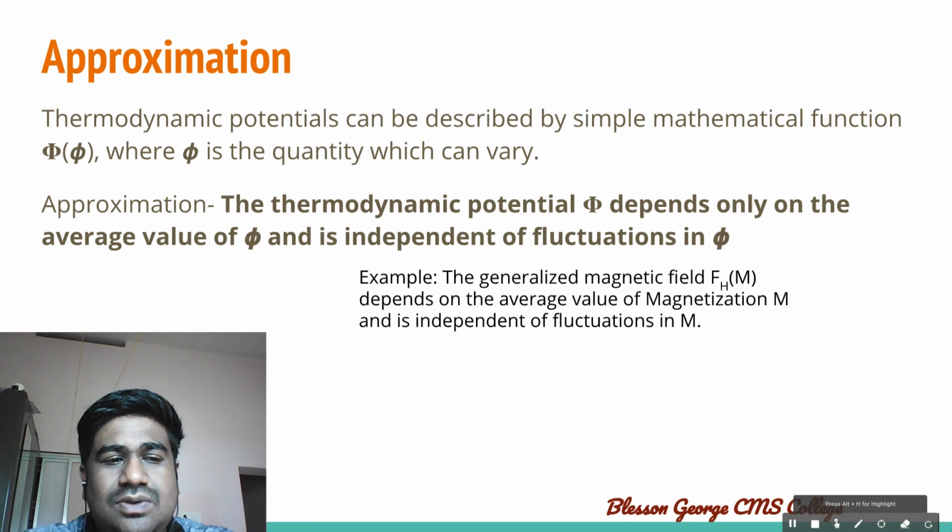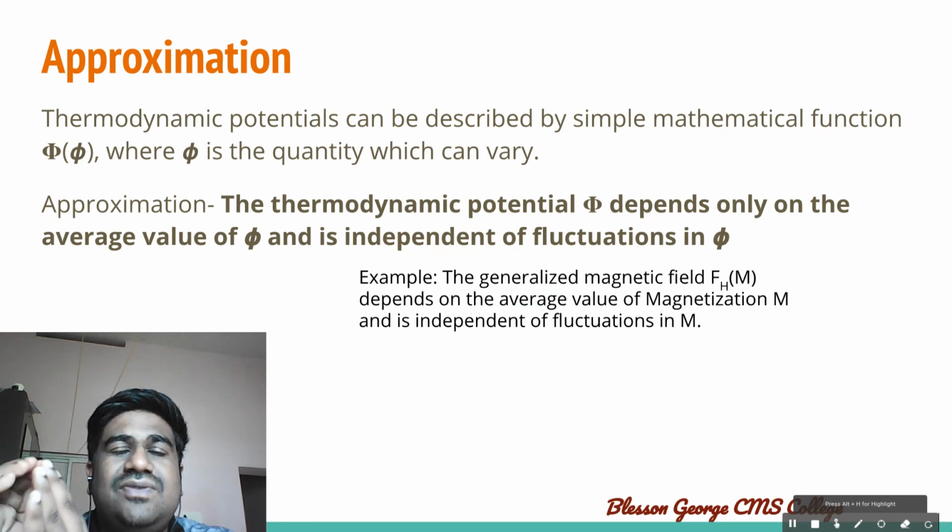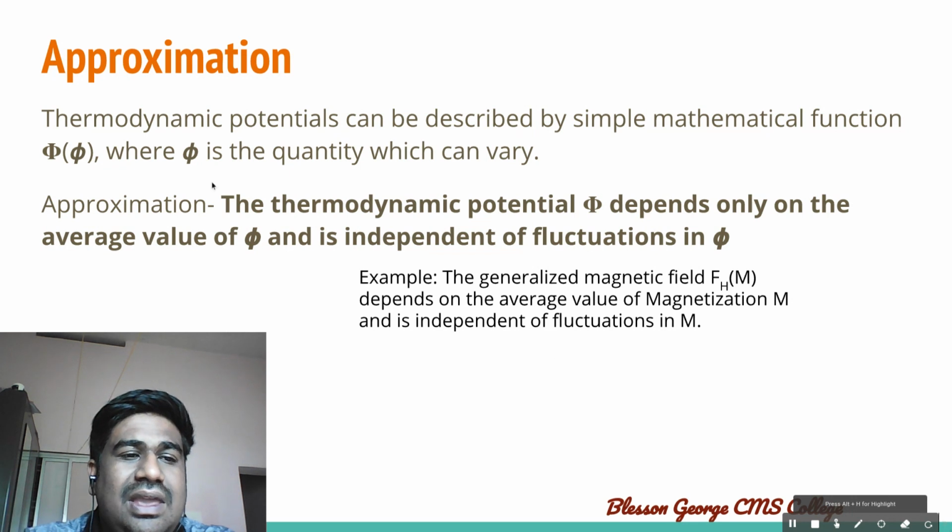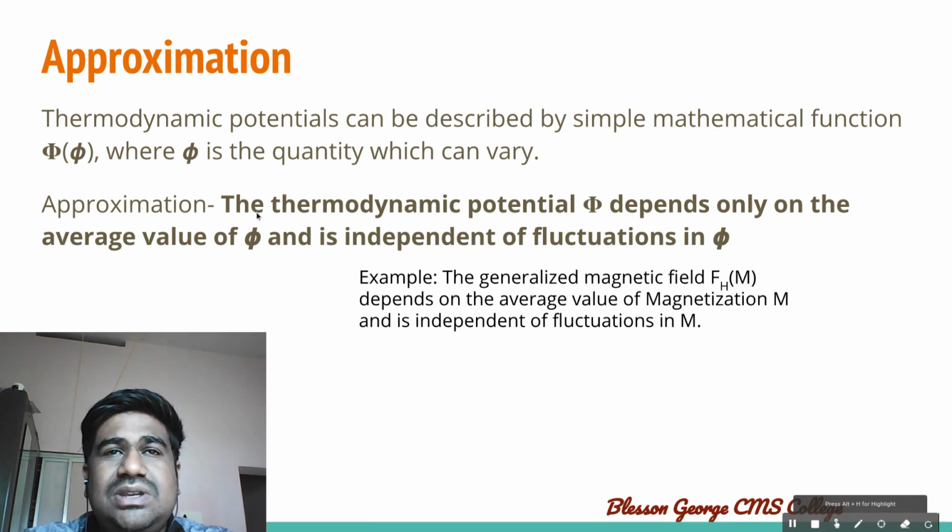So what's an approximation? Before that, all the thermodynamic potentials can be described by a simple mathematical function, capital Phi, which is a function of small phi. What does that mean? Capital Phi is a thermodynamic potential and small phi is a quantity which can be varied. For example, in the case of a magnetic field, F(H) is the thermodynamic potential and M is the magnetization which can be varied. So the approximation is the thermodynamic potential depends only on the average value of phi and is independent of the fluctuations.